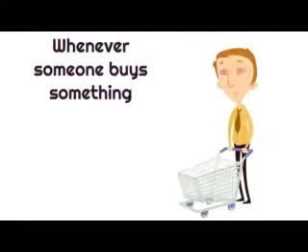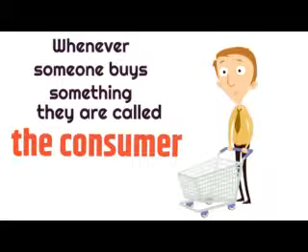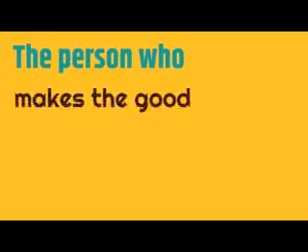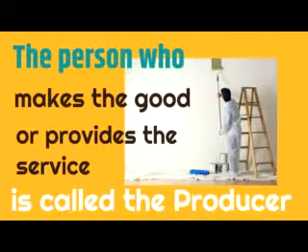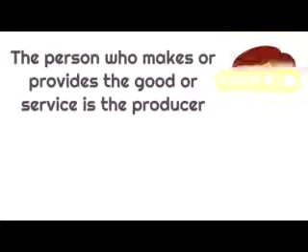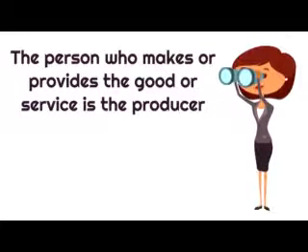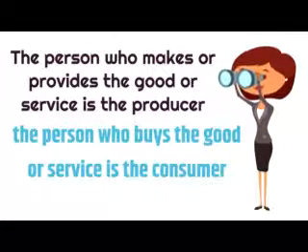Whenever someone buys something, whether it's a good or a service, they are called the consumer. The consumer is the one who buys the good or the service. Now, the person who makes the good or provides the service is called the producer. The person who makes or provides the good or service is the producer, and the person who buys the good or service is the consumer. So the producer makes it, the consumer buys it.